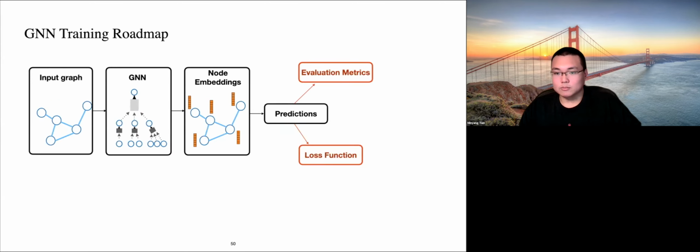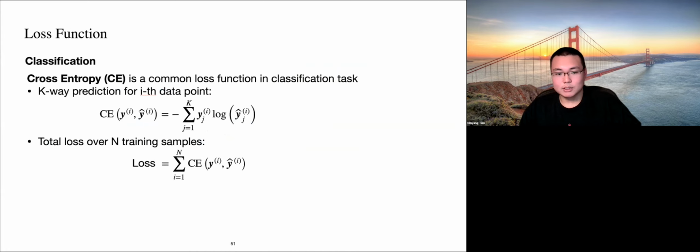Okay, so yeah, we have done with the predictions. So we are going to loss functions and evaluation metrics. But I think for GNN's loss function or metric, there's no difference than the CNN or fully connected.